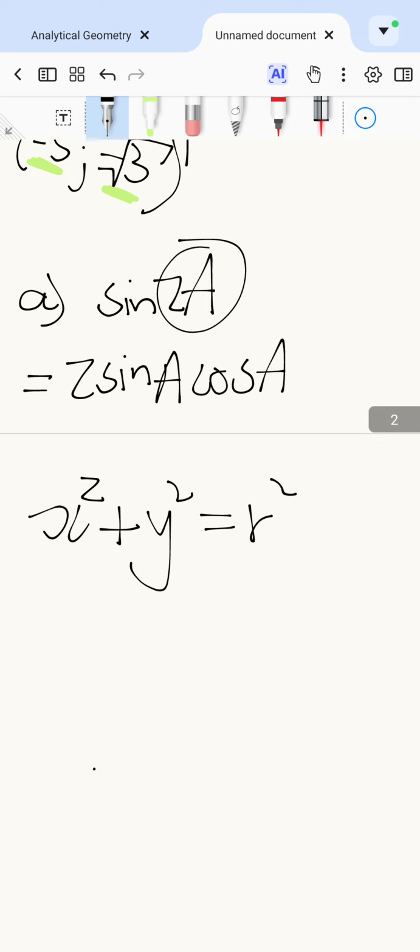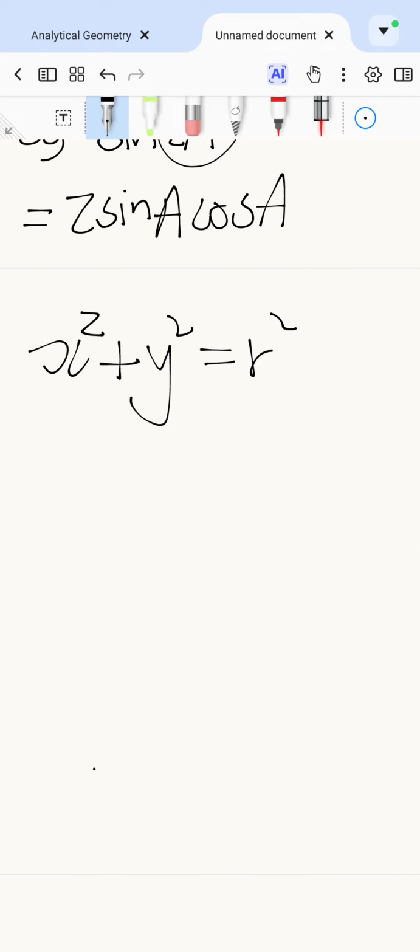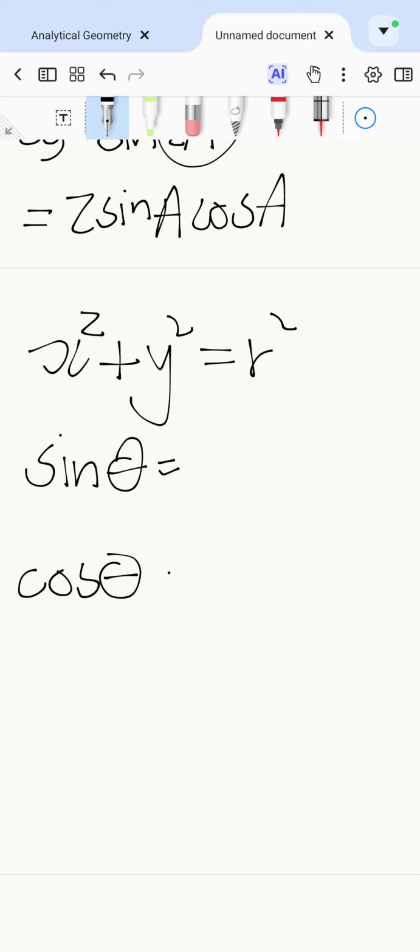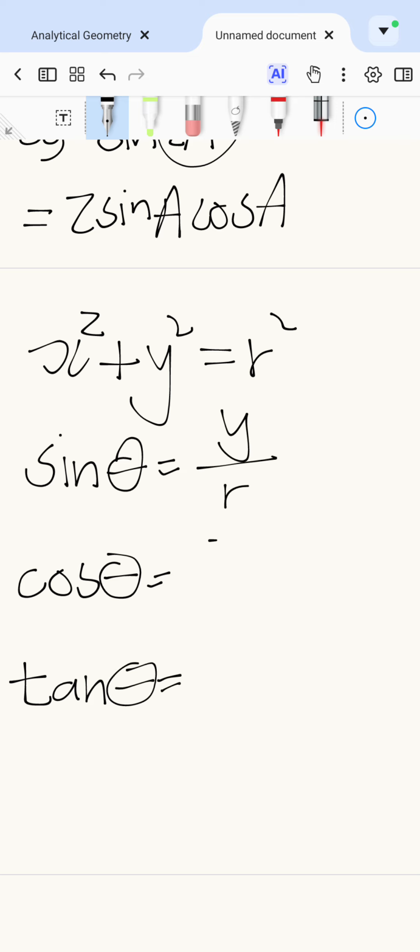Let's put the other formulas down as well. Within our Cartesian plane, we know these ratios. We know that sine of a certain angle, let's go with theta, and cos of a certain angle, and tan of a certain angle, right? So these three we know. Sine is y over r, cos is x over r, and tan is y over x.